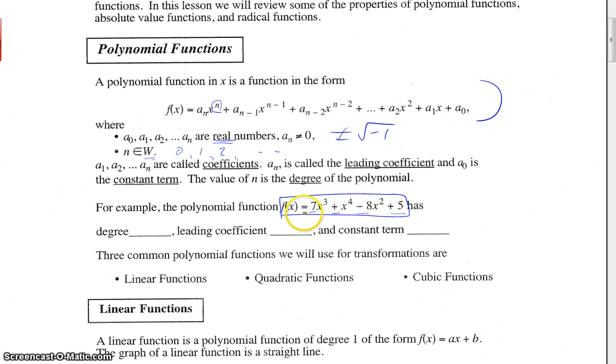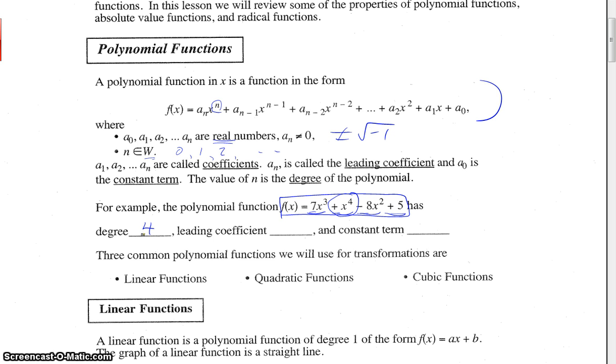Okay, so if we look, then we've got all that. The degree of the polynomial, we need to know what that is. The degree of the polynomial is the highest exponent on one of the terms in the polynomial. So if we look at this example here, this term has the highest exponent of 4. So therefore that is the degree of our polynomial.